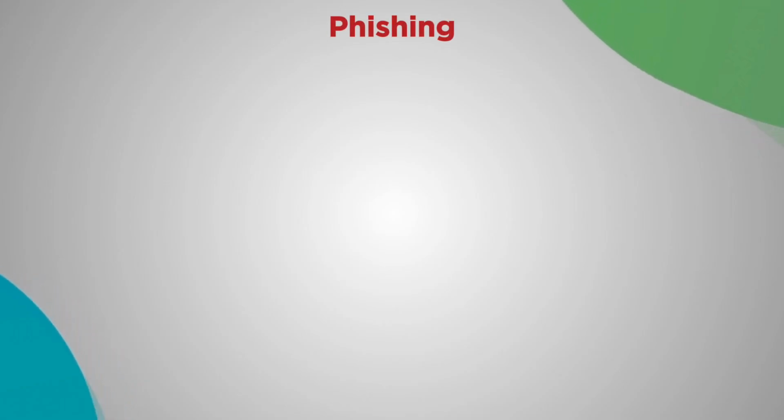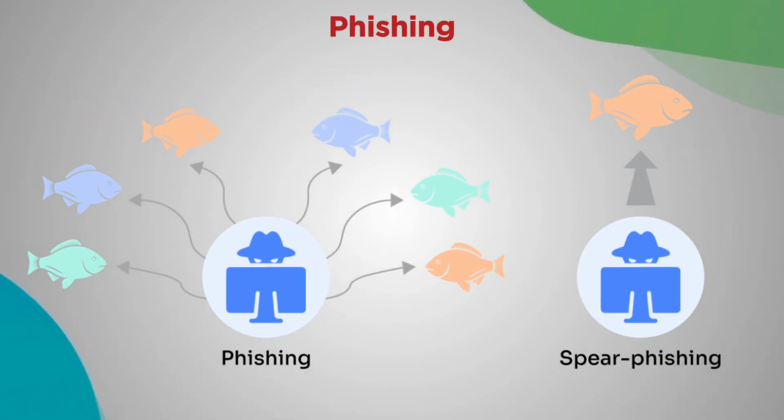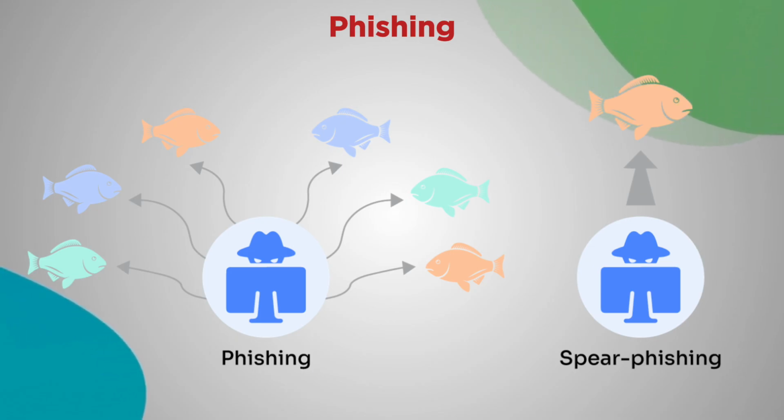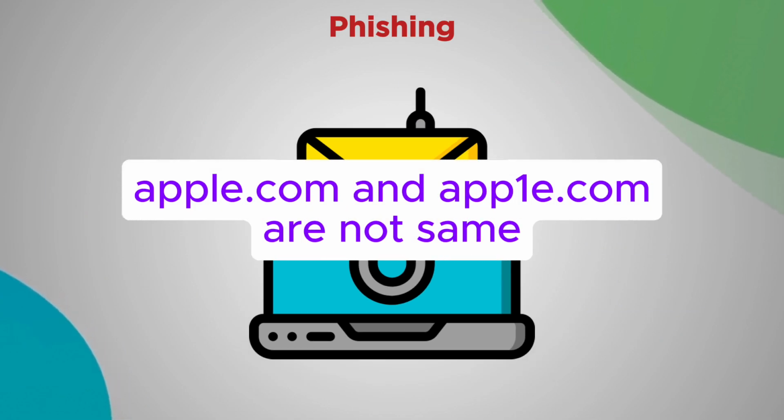Next, we have the phishing attack. Phishing is a general attempt to scam a large number of people, while spear phishing is a more targeted attack on a specific individual or group. Never provide your personal information in response to an unsolicited request, whether it's over the phone or over the internet.